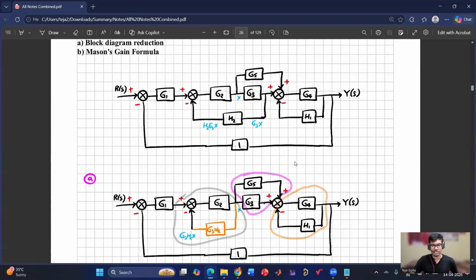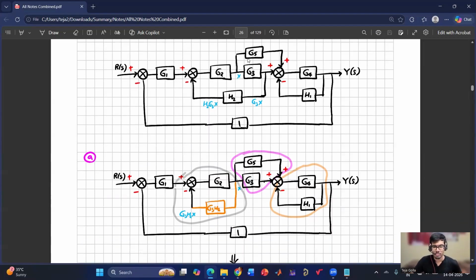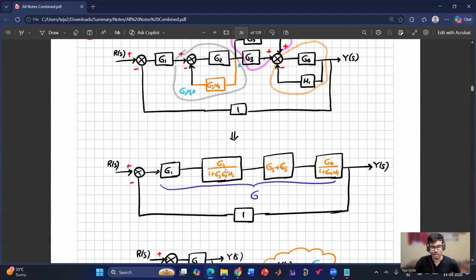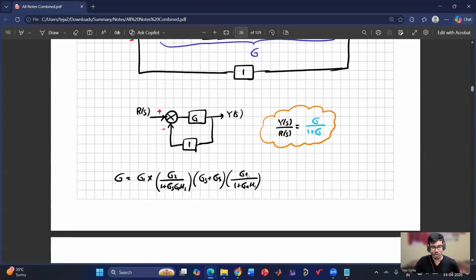In this question, it was a little bit straightforward because all of them can be solved simpler. So that's why we have solved using block diagram reduction, but not every problem can be solved. Okay, we have done it and we got the overall transfer function.